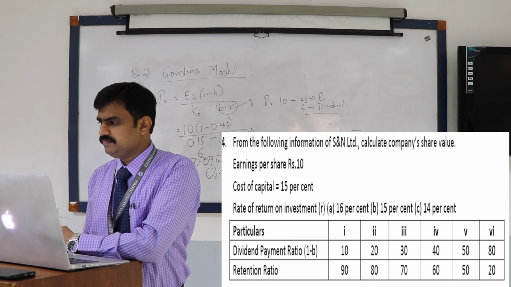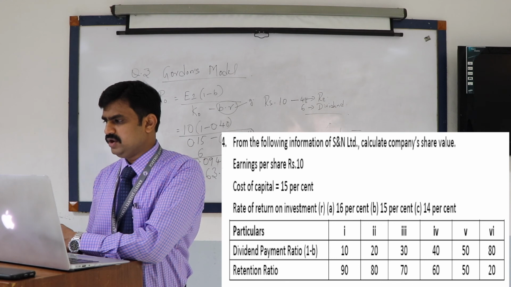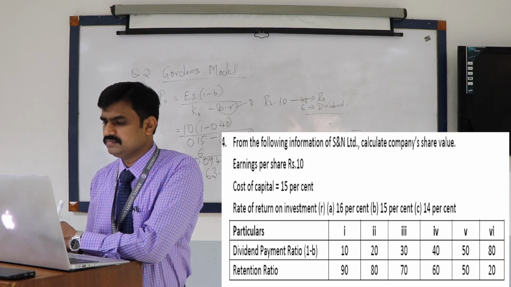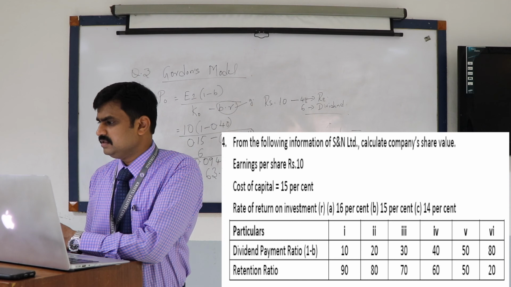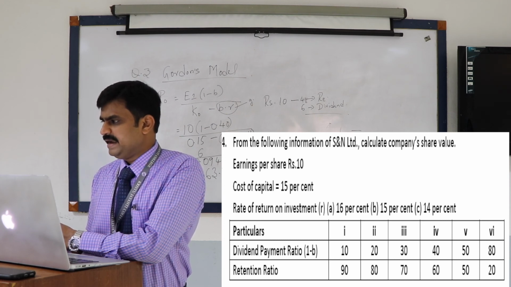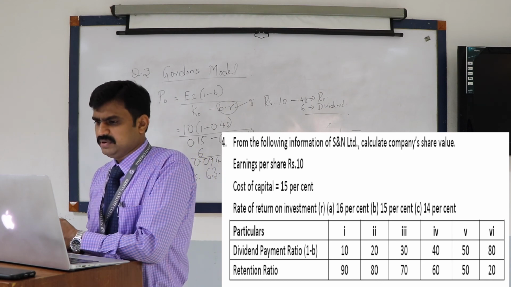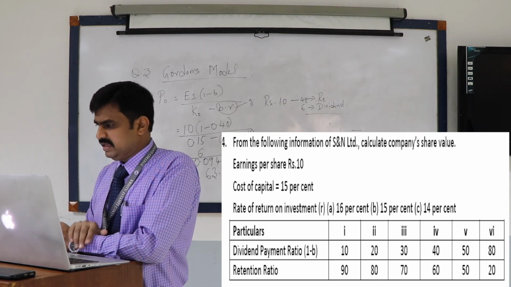Compare these two. r is 16 and K0 is 15. That means r is greater than K0. Is it a growing form or a declining form? Growing. It is the growing form. And the third one is the normal form because both are 15%. The last one is the declining form because my r is lesser than K0. We will solve this the same way as your question number 2, in the tabular column.